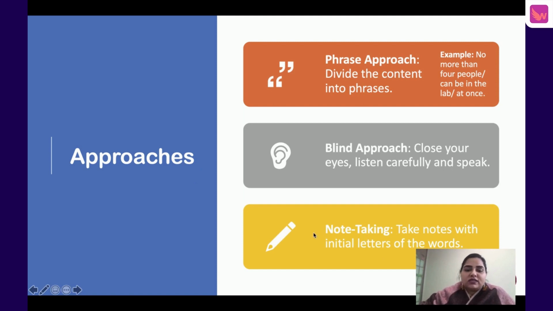Okay, so you can always mix up your approaches. If you want to mix your phrase and note taking approach, you can mix that. If you want to mix your phrase and blind approach, you can mix that. If you want to mix your note taking and blind approach, that's perfect as well. Every person is different and every individual has their own way of understanding and learning things. So I would recommend try whatever suits you best and go for it.